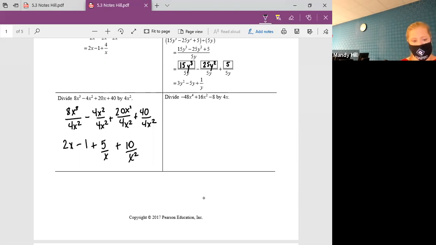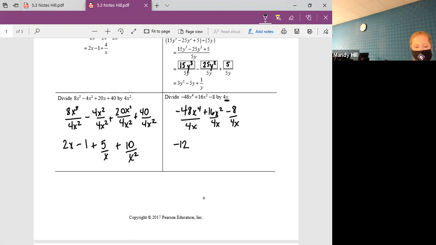Okay, so this one, they're telling me to divide everything by 4x. So I'm going to split it up. Negative 48x to the fourth plus 16x squared minus 8. We're dividing everything by 4x. Okay, so negative 48 divided by 4, that's negative 12.